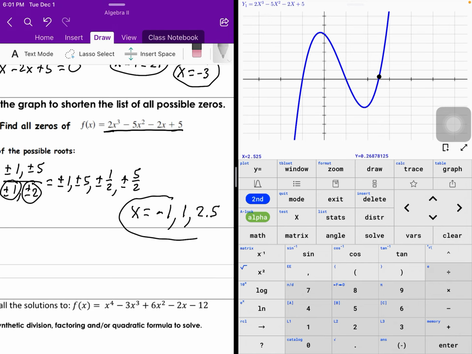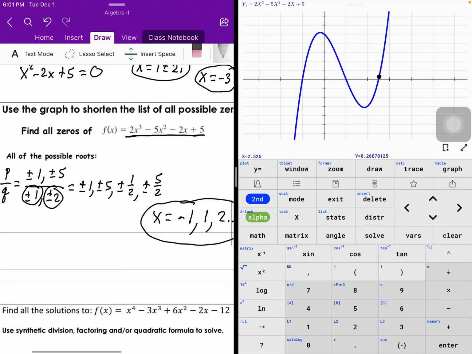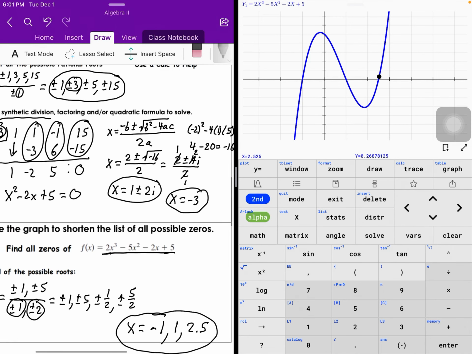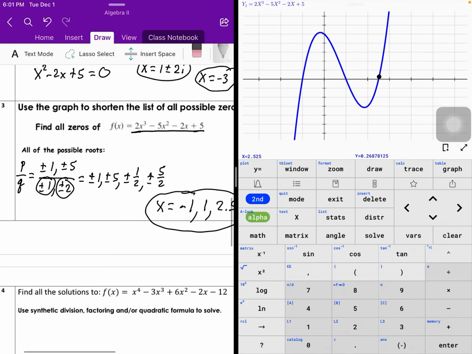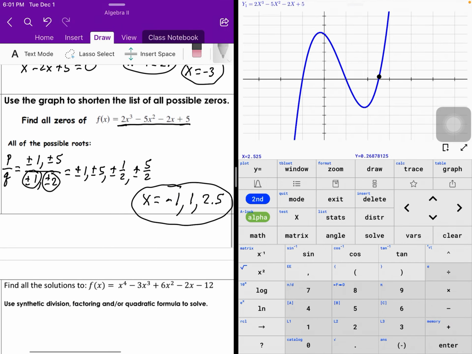And we could actually do this one without using synthetic division. The reason we had to use synthetic division for the one up here is because we got imaginary solutions. We needed to break it down in order to use the quadratic formula.